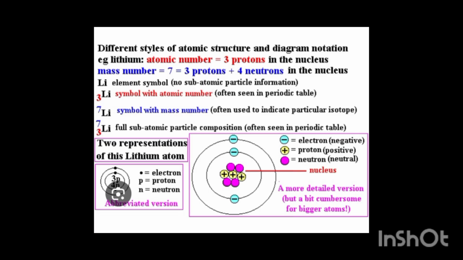Here are two representations of a lithium atom. You can see 3 protons and 4 neutrons present in the nucleus, and in the shell or orbit 3 electrons. The other version has just 3 plus signs in the nucleus and 4 balls containing no signs, meaning protons and neutrons are in the nucleus, and in the orbit 3 balls containing signs. It's a more detailed version, but a little cumbersome for bigger atoms.